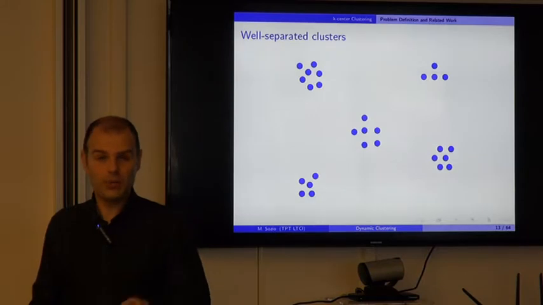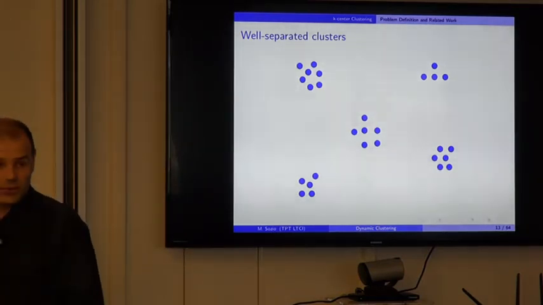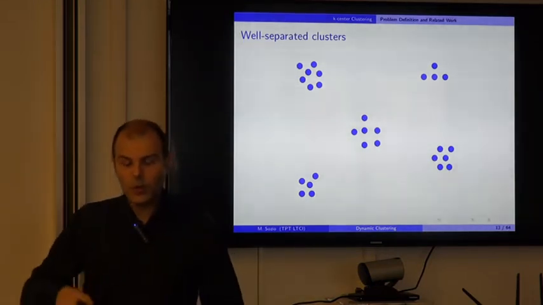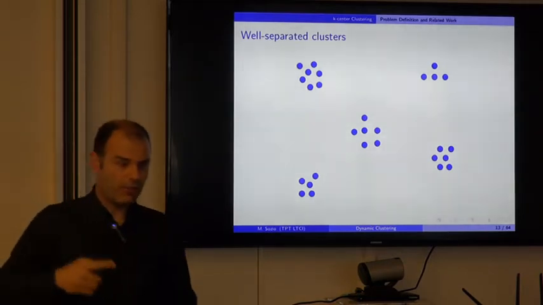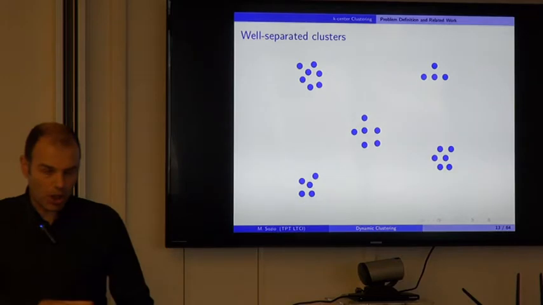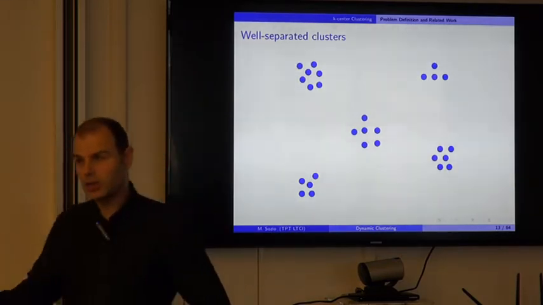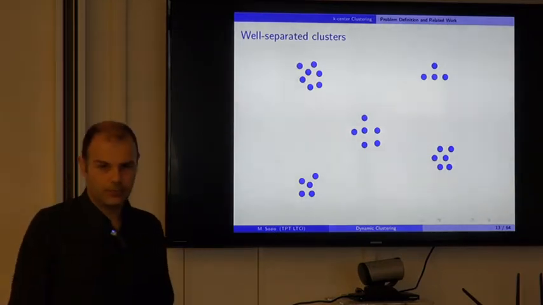This is not the case for k-means, for example. K-means might not be able to find this. Even if you iterate k-means an exponential number of times, it might still be the case that you don't find the well-separated clusters. So that is an interesting property of this algorithm versus other widely used algorithms such as k-means.